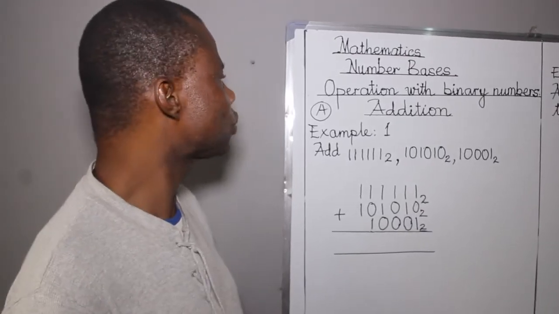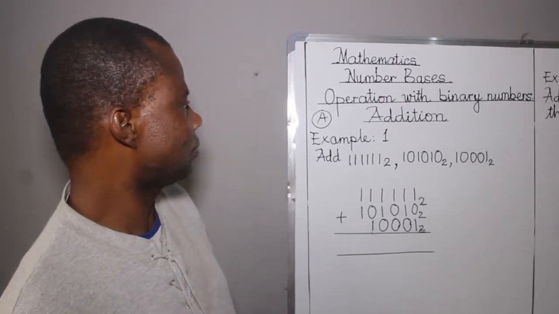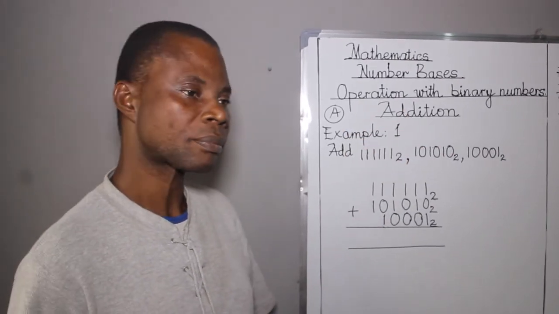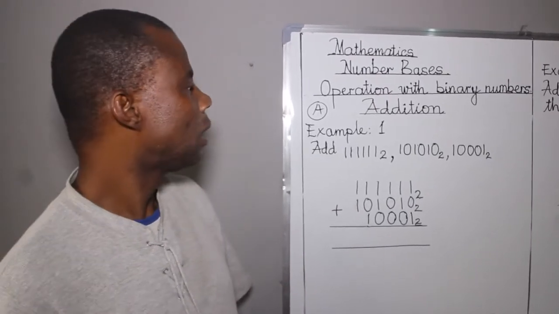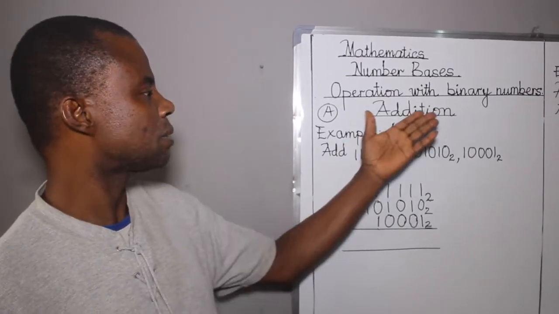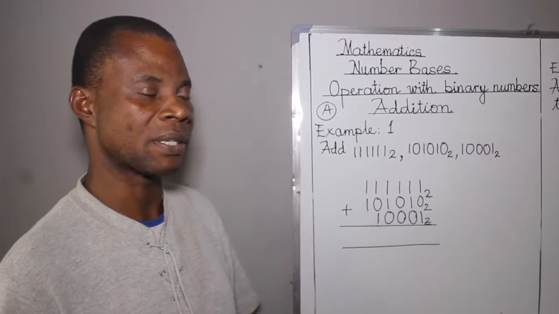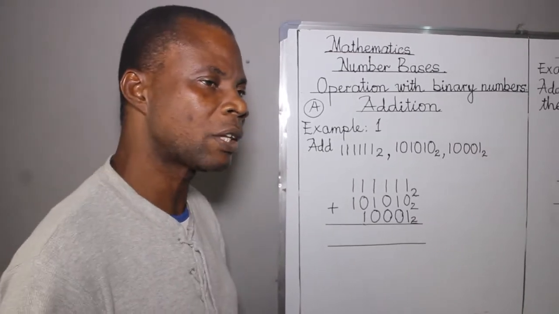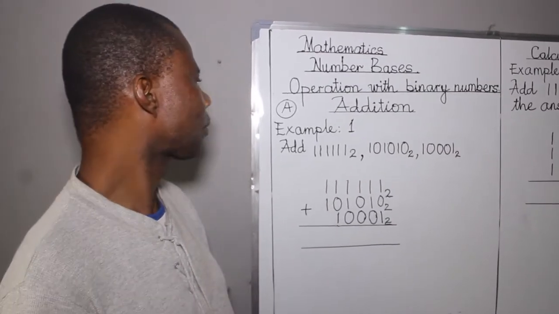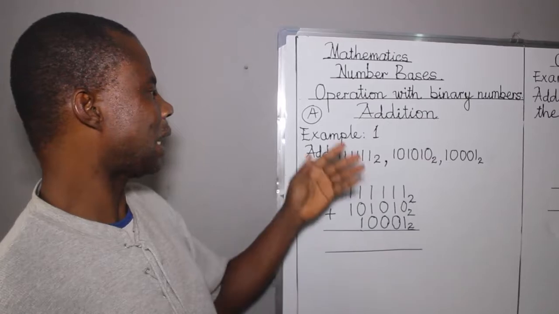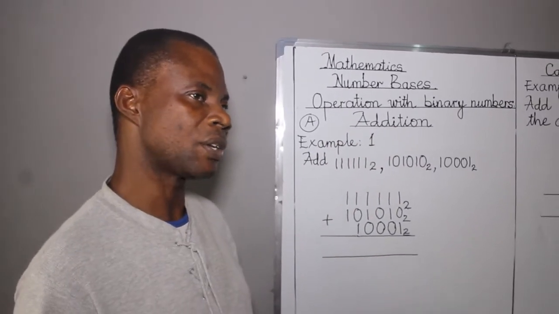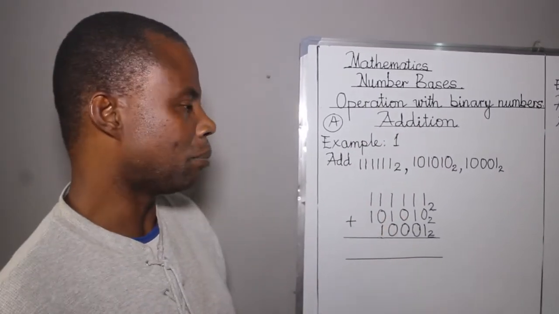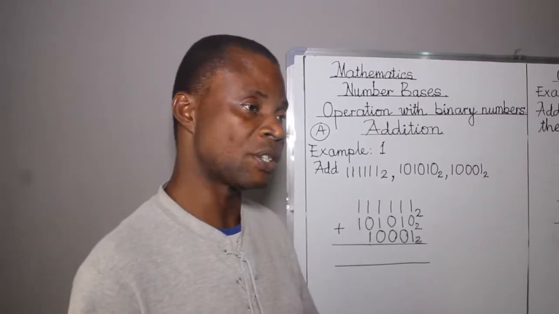This week we're going to still look at the number bases. We are proceeding further this time around on operations with binary numbers. Based on the content of what we need to cover, today we're going to look at the A aspect, which has to do with addition. And we are considering majorly binary numbers, that is numbers to base 2.